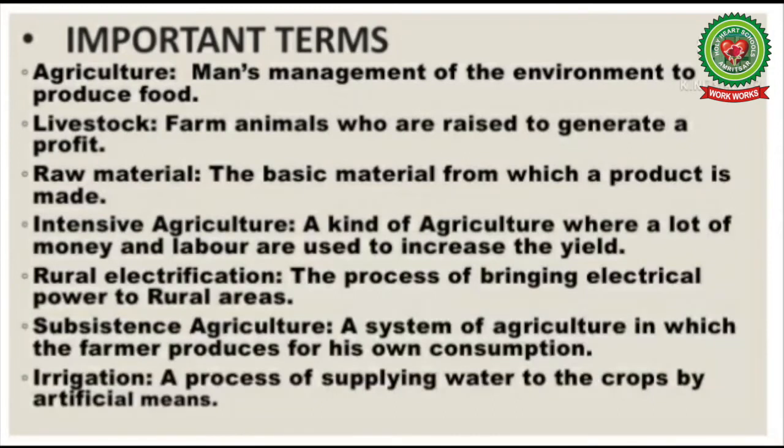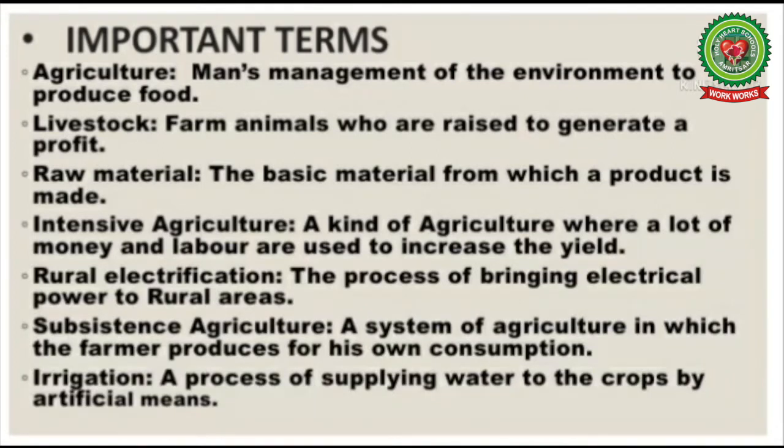Number 1, agriculture: man's management of the environment to produce food. Second, livestock: farm animals who are raised to generate a profit. Third one is raw material: the basic material from which a product is made. Fourth is intensive agriculture: a kind of agriculture where a lot of money and labor are used to increase the yield.